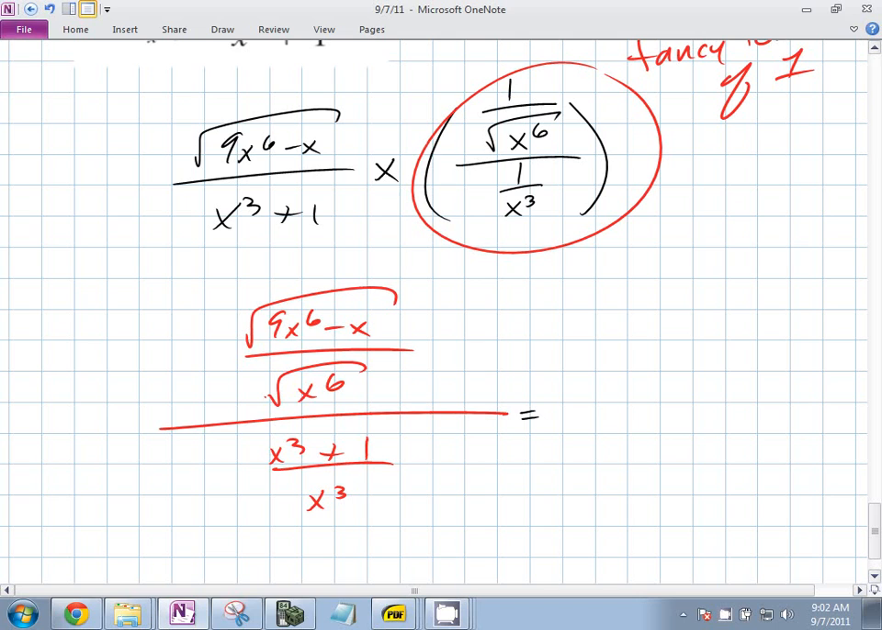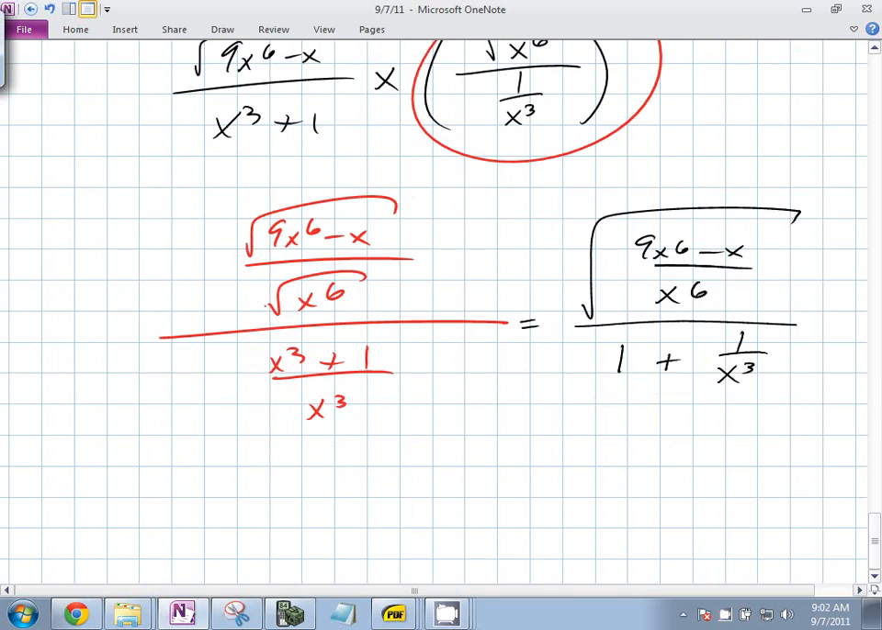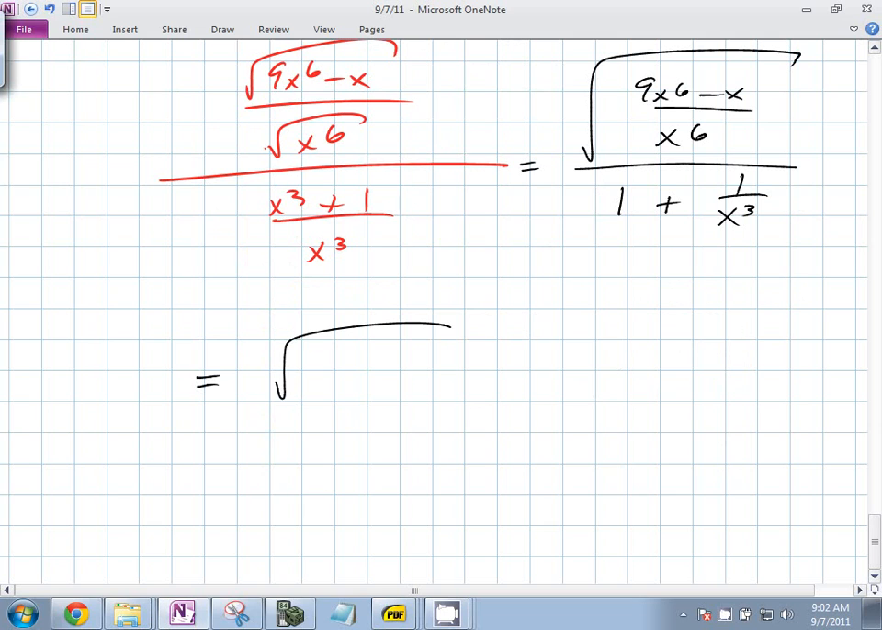What's the denominator simplify to? 1 plus 1 over. Right? What about the top? The square root of what? 9x6 minus x over x to the 6th. So what does the top simplify to? Minus 1 over what? 5th. Over 1 plus 1 over x cubed.